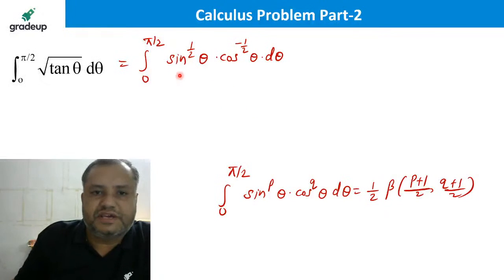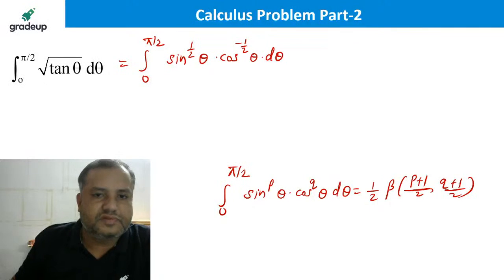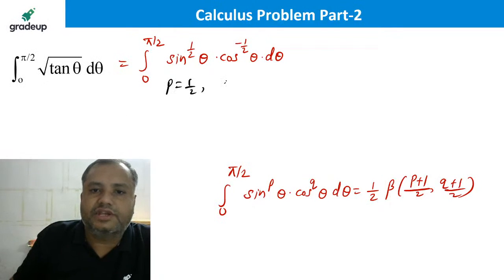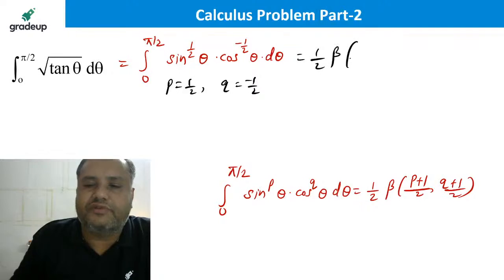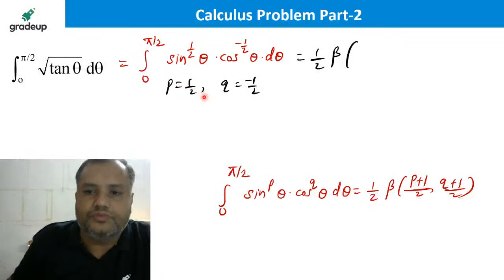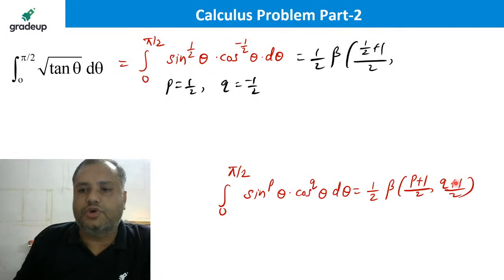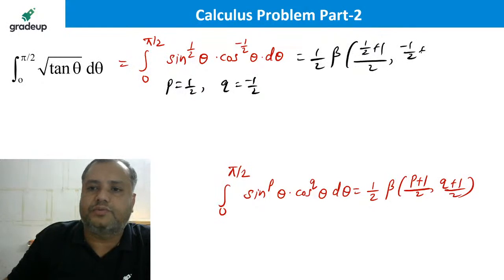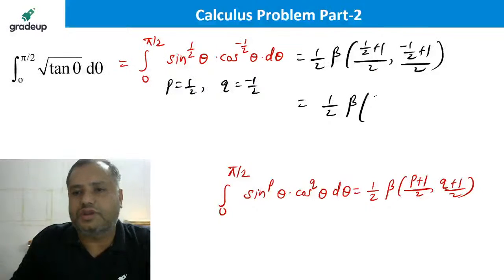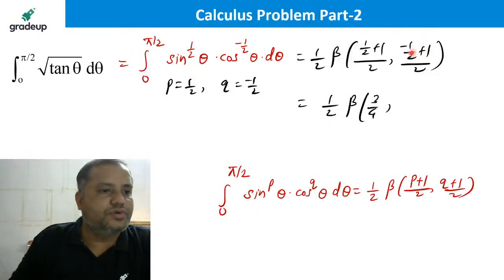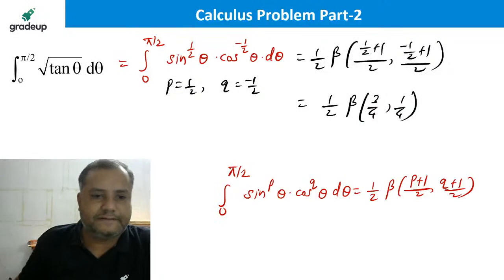Yes, so what is p here? p equal to 1 by 2 and q equal to minus 1 by 2. So the answer of this integration will be 1 by 2 beta function of p plus 1 by 2, that is 1 by 2 plus 1 upon 2, then q plus 1 by 2. What is q? Minus 1 by 2 plus 1 upon 2. So 1 by 2 plus 1 is 3 by 2, 3 by 2 upon 2 is 3 by 4. 1 minus 1 by 2 is 1 by 2, upon 2 is 1 by 4. So you have to simplify it.